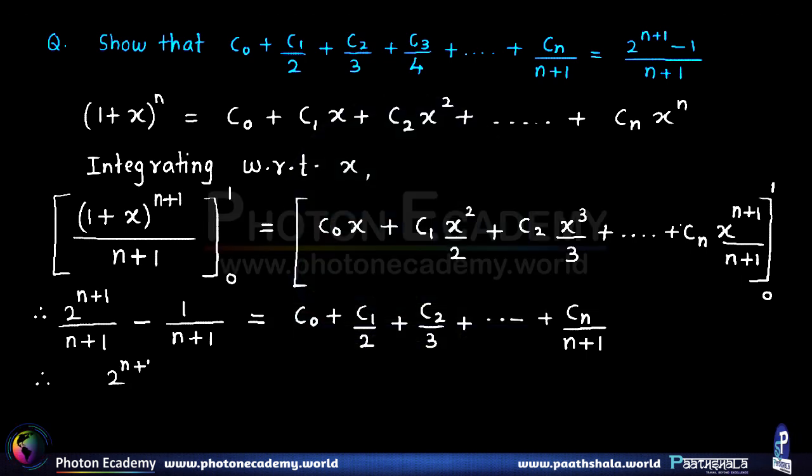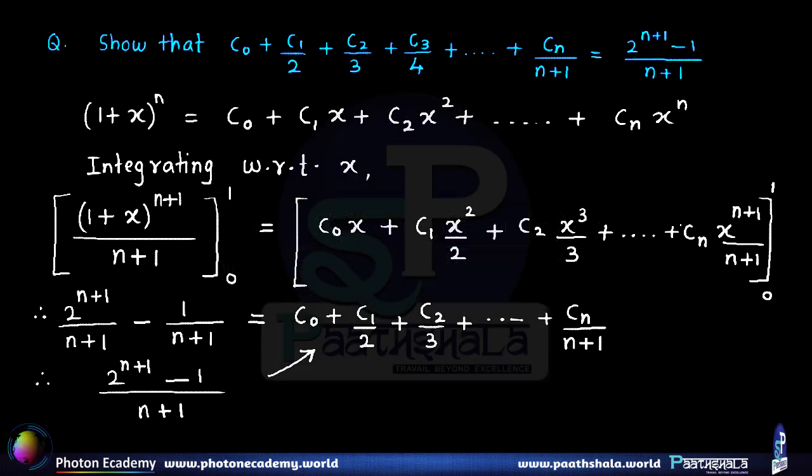And therefore on the left hand side we can merge the two terms and finally have 2 raised to n plus 1 minus 1 whole upon n plus 1, which is equal to nothing but the required expression, which is the LHS. So that proves the required statement.